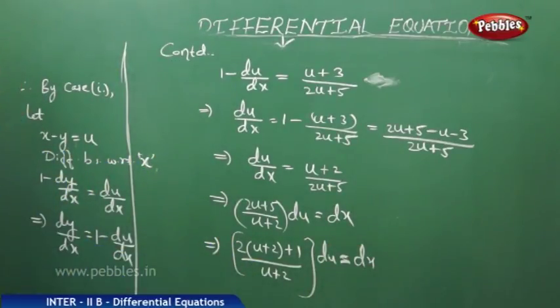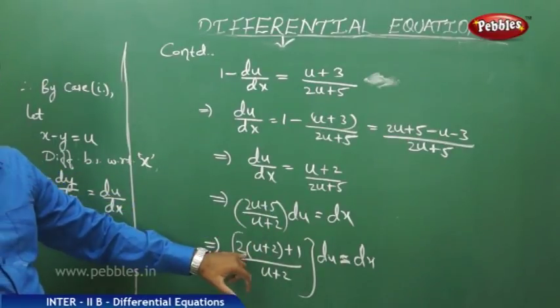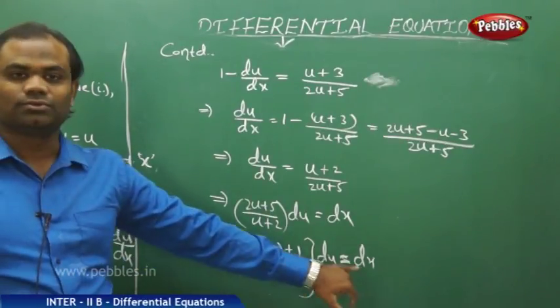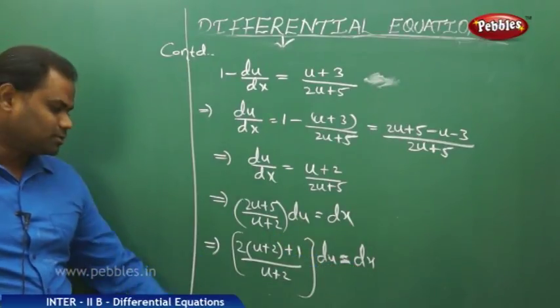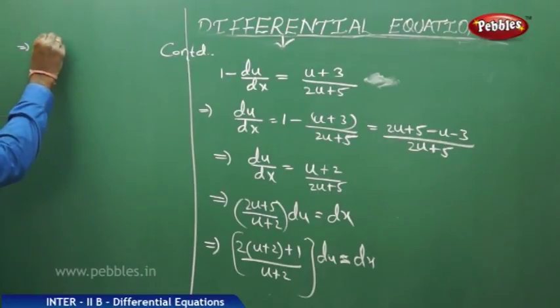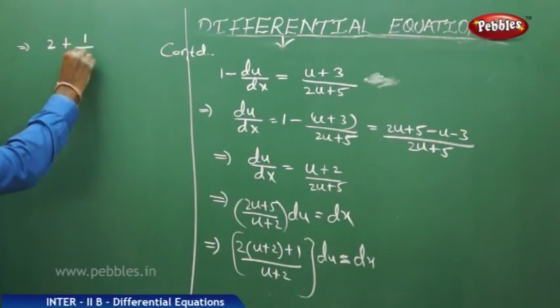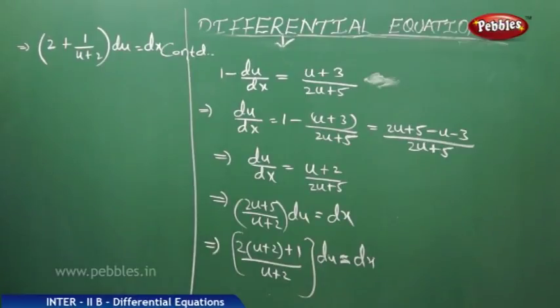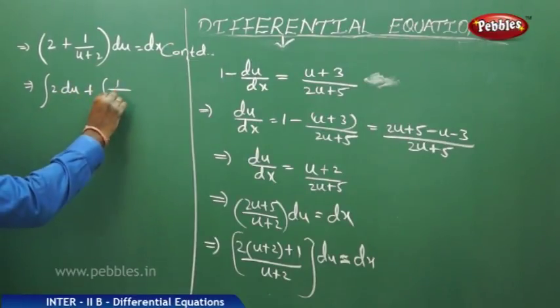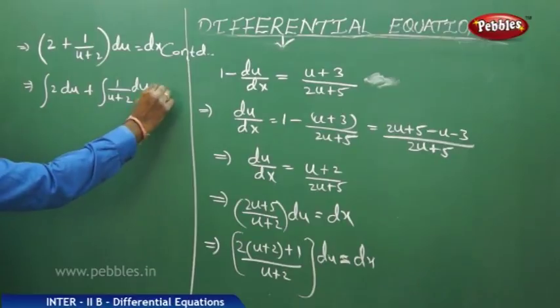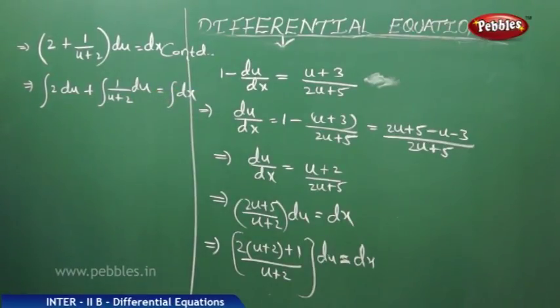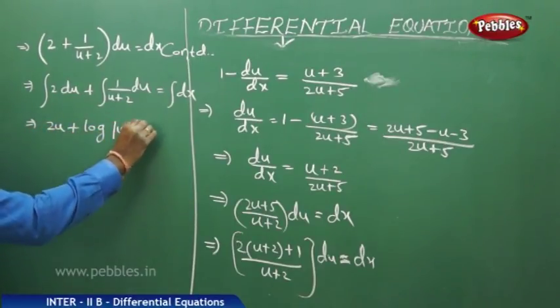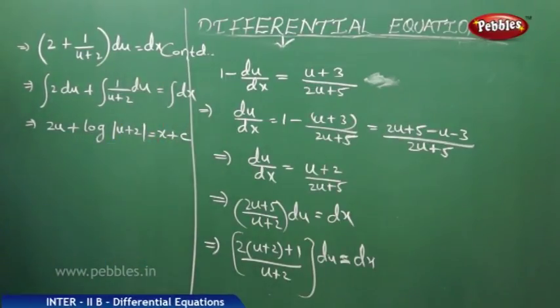Is what we get when we simplify this 2u plus 5, which can be written as 2 times (u plus 2) plus 1, by this, du equals dx. Continued from here, I can split this using (2 plus 1 by u plus 2) of du equals dx. Now integrating on both sides, I get integral 2 du plus integral 1 by (u plus 2) du equals integral dx. Then integral 2 times du is 2u plus log mod u plus 2 is x plus c.